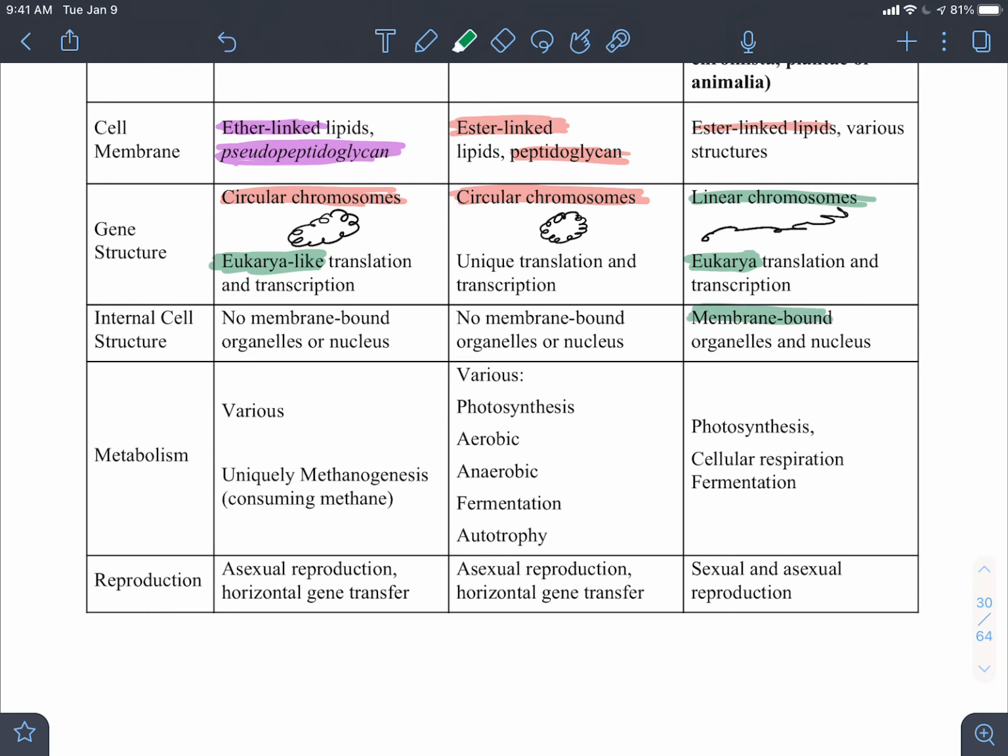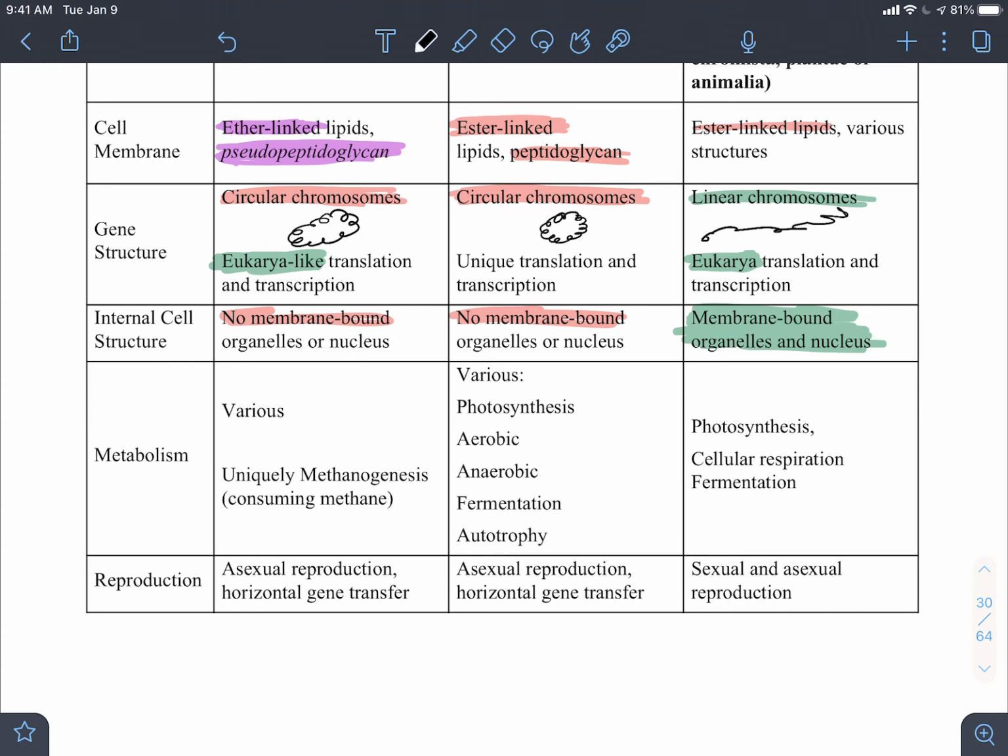Now, eukarya have membrane-bound organelles and nucleuses, so that's a really key feature. We don't see that in the bacteria or the archaea. They have neither of those things. We get various metabolisms, including things like methanogenesis, which is a type of consuming methane. It's not the only type, though, but this is unique to the eukarya.